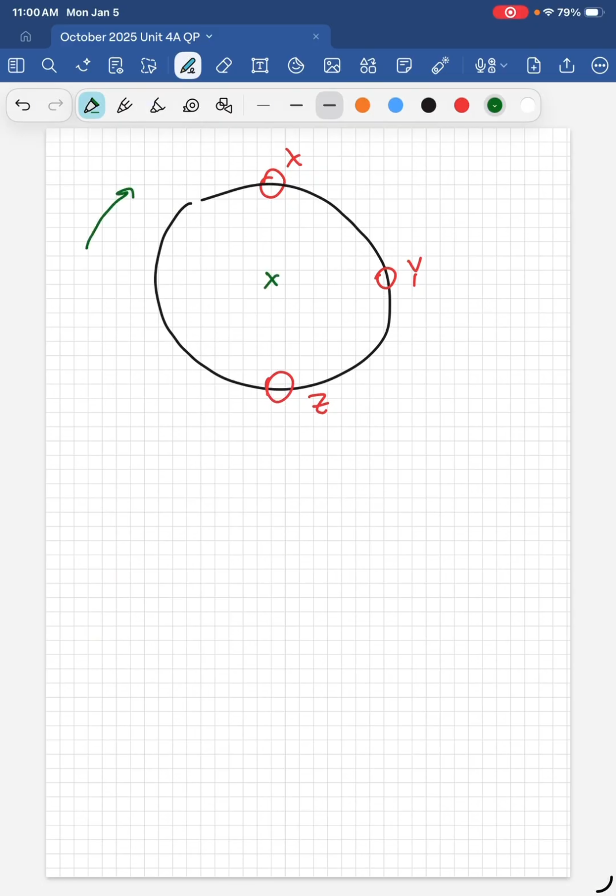Okay, let's draw the forces at point X. Since this is a vertical circle, we have two forces, the tension and the weight. Okay, at position Y, we only have the tension. I mean, we only have the tension in the radial direction because we still have gravity pointing down, right? And at the lowest position, Z, we have the tension pointing inwards and the weight pointing down, okay?